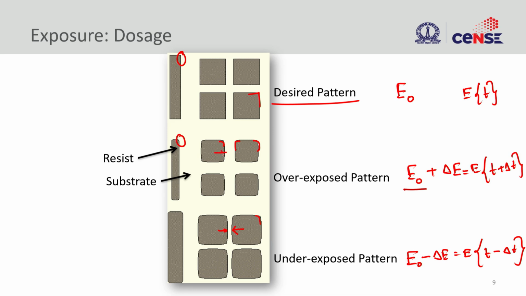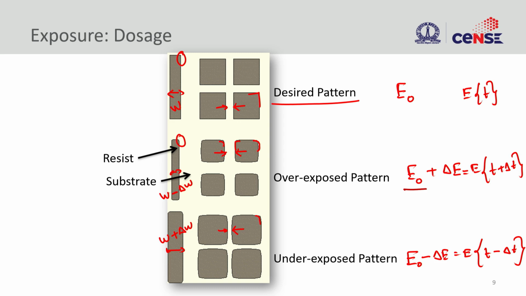Another important thing that we should notice is the gap between these two, and also the line width of these features. So ideally I had width W, but when I overexpose I get W minus delta W. If I underexpose I get W plus delta W. So when I underexpose, the structure becomes bigger. Okay, so I am not exposing all the resist that I should be. So the structures are really large.